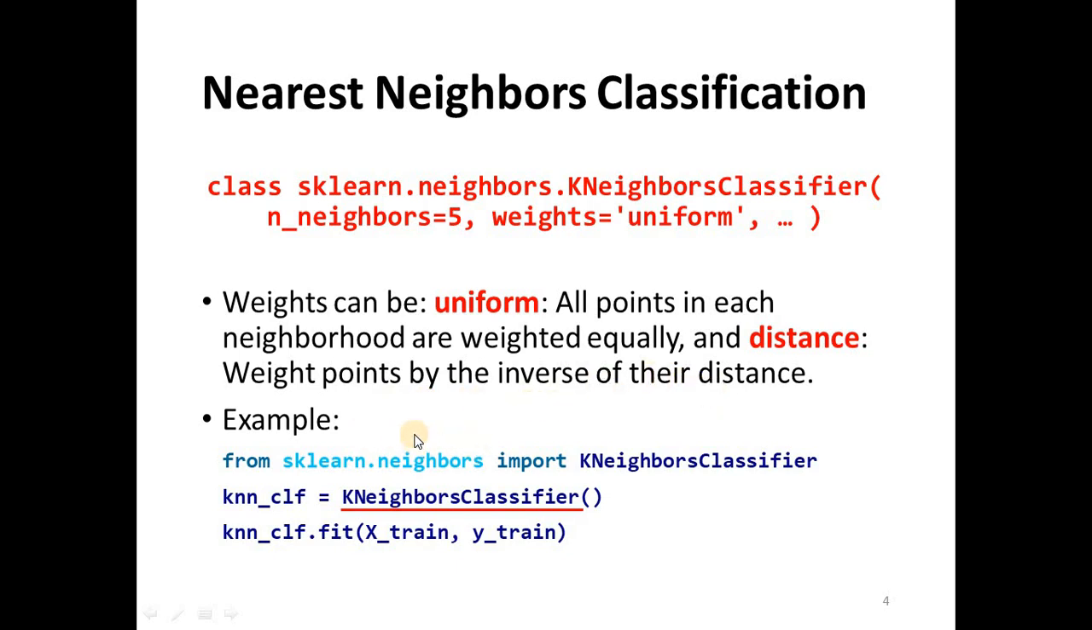Now, this is an example of how we can use this class. Import this class from the neighbors collection of scikit-learn, then make an object from this class. Here we're using the default parameters, and then you can train by using the fit function. These are the features, and these are the labels, the label vector and the features matrix.